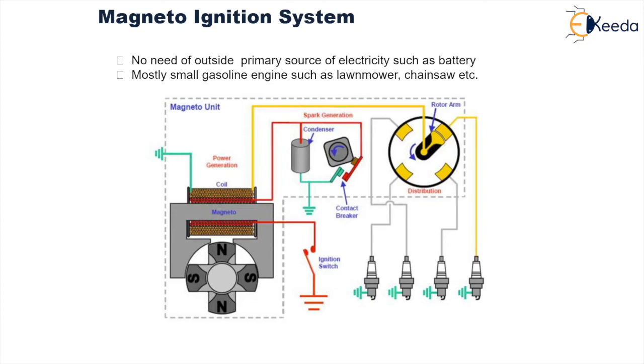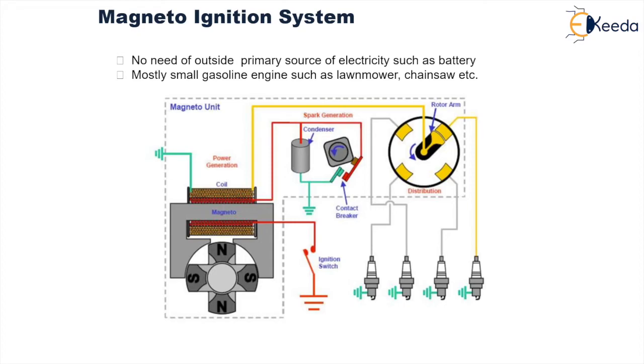This system can be of two basic types. One is rotating armature and the other is rotating magneto. In the rotating armature type, the armature will consist of primary and secondary windings, and they all will rotate between the poles of a stationary magnet. As for the second case, the rotating magneto type, the magnet will revolve and the windings are kept stationary. Now, the working principle underlying this system is nearly the same as that in the coil ignition system.